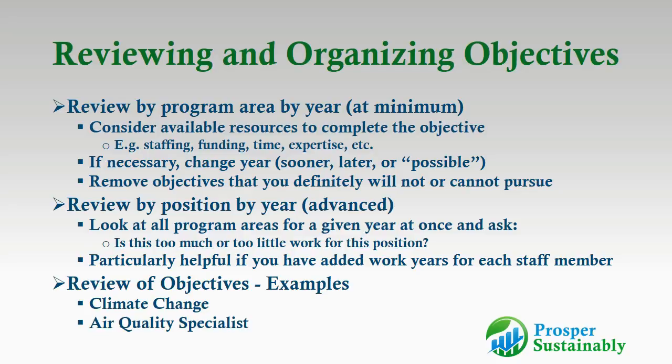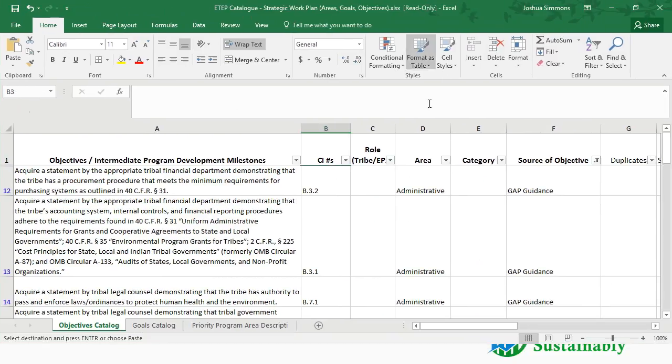Okay, so this is the process of actually reviewing and organizing your objectives. Once you have all your objectives in your ETEP strategic work plan, you want to review those by program. So at minimum, you want to review them by program area by year. So let's pull this back up and I'll show you what that means.